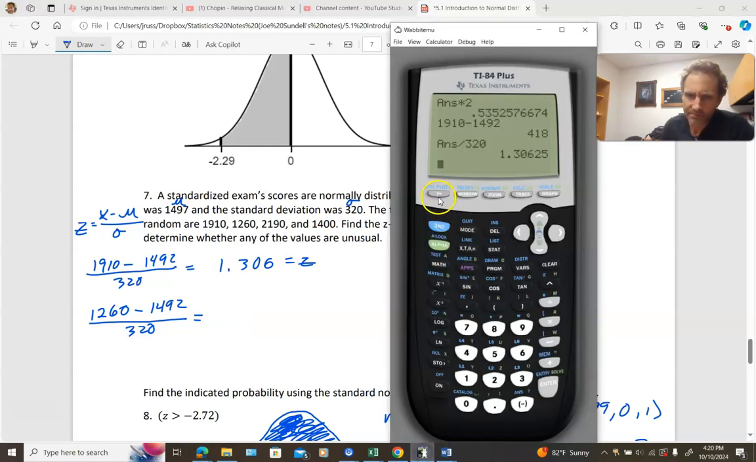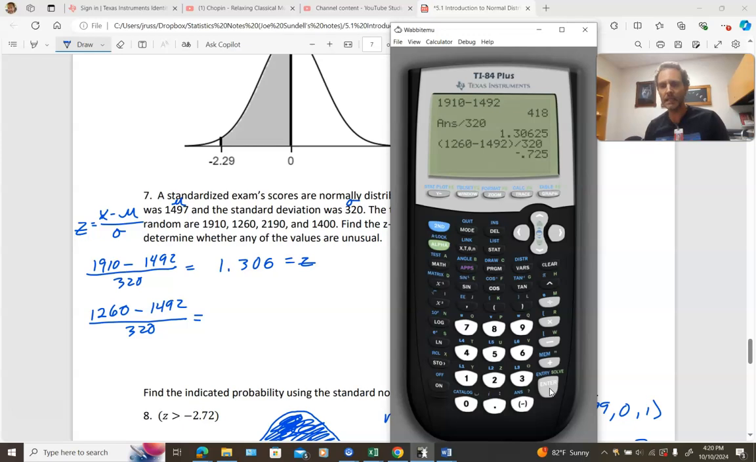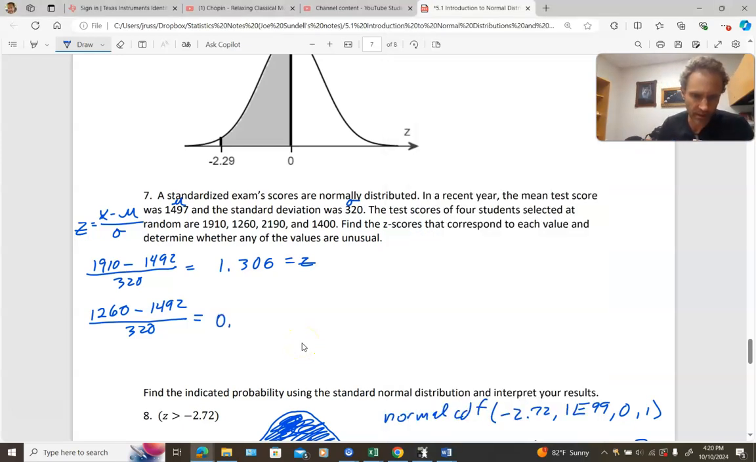And well, since I didn't type all of that in, let me type it all in correctly in one step. Then I can reuse this for my next one. 1492, close those parentheses, divide by 320, and they get a negative 0.725, which is what we were expecting.